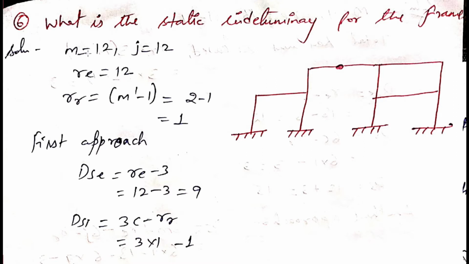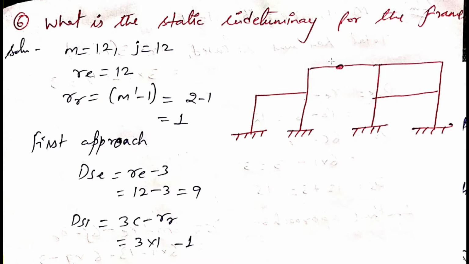And we have members equal to 12. You can count it: 1, 2, 3, 4, 5, 6, 7, 8, 9, 10, 11, 12. 12 members. Number of joints is equal to 12 again: 1, 2, 3, 4, 5, 6, 7, 8, 9, 10, 11, 12. So 12 joints, and we know we have one internal hinge here.